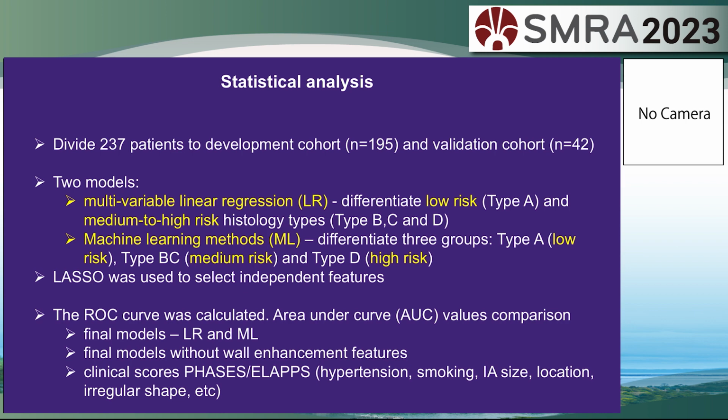For these patients, we divided them into a development cohort and a validation cohort. We actually used two methods to analyze the data. The first one is a multivariable linear regression model, which is very easy to use. We tried to differentiate low risk and medium to high risk types. Then we performed a somewhat more complicated machine learning method, which is not widely available, but it can differentiate three types at the same time. We used LASSO to select the important features.